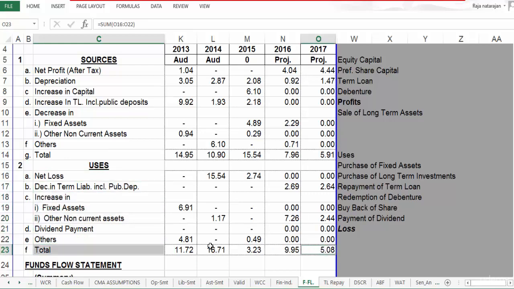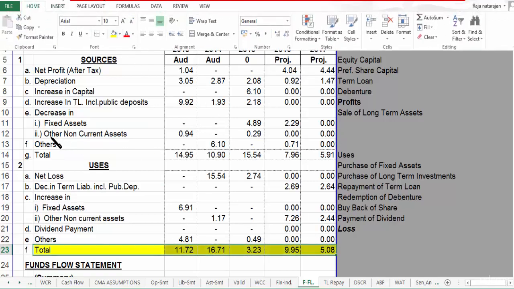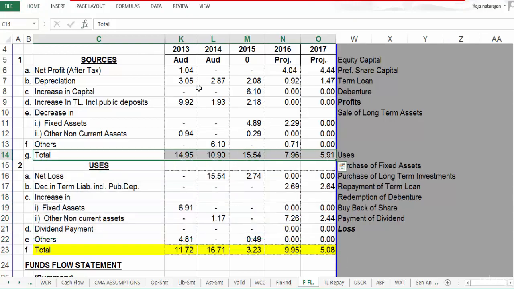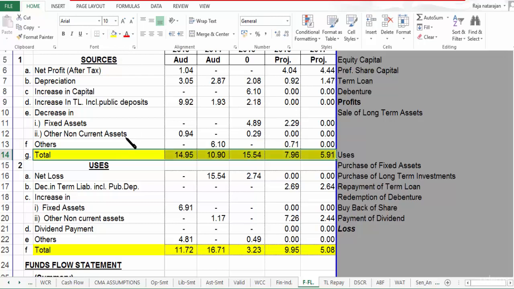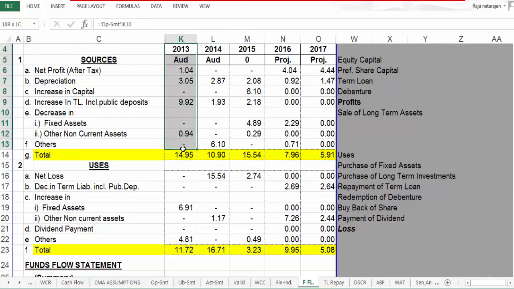So you will have total uses over here. Let me just highlight them. You will have total uses over here. Your total sources are over here. And now, just for understanding, let me compare. In 2013, what is the total source? 14.95. What are the total uses? It is 11.72. Let's say figures are in crores. So your sources are 14.95, uses are 11.72.